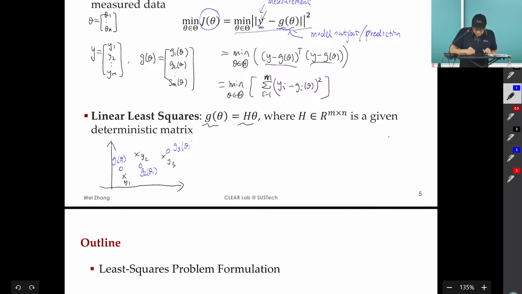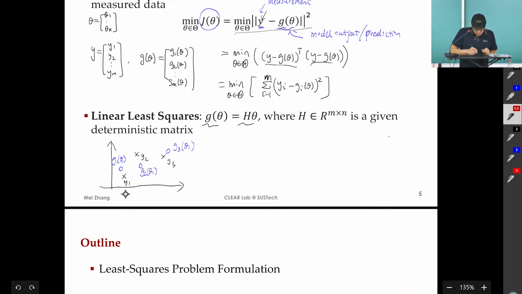So I plug in the parameter theta 1, then my model tells me, okay, I expect to see these G's. G will be my predicted output. Then you see, oh, it's not perfect. The circle is not completely aligned with the cross. So there will be some error. This is one theta 1.